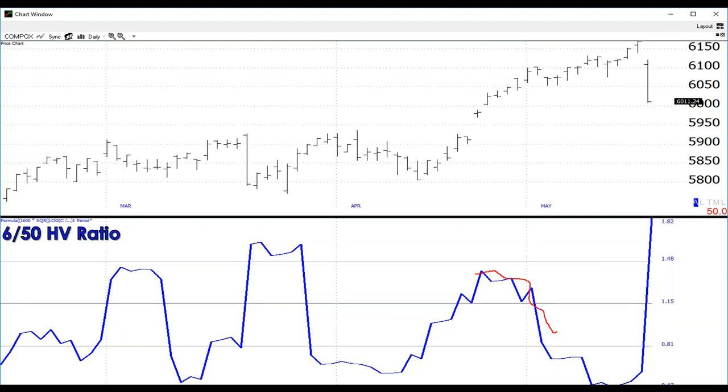composite. This is the 6-5 HV ratio, which is historical volatility. This is the 50-day HV, and this is the 6-day HV divided by the 50-day HV, which gives you this ratio. I think Connors was the first to point out that when this drops to very low levels, specifically below 50% of its average range, you're due for a reversion to the mean, a move back in the direction of the trend.